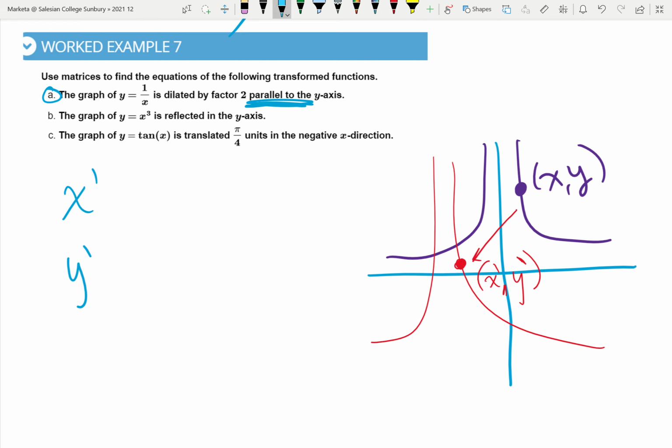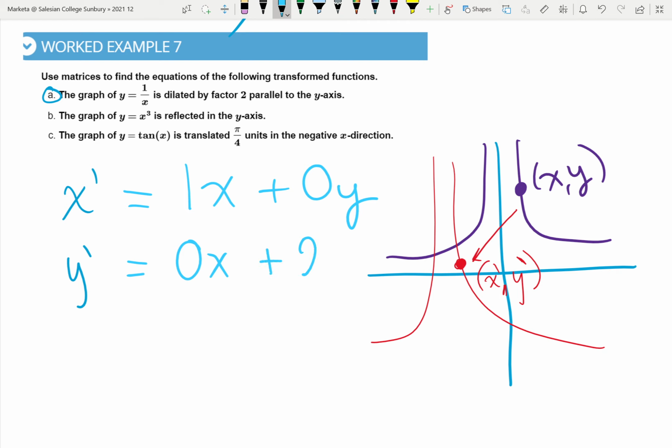So I now want to make a matrix equation which is going to show me this dilation factor of 2. So x image, I'm going to say, well, that's given to me by 1 times x plus 0y. So nothing happens to the x value in this here. We are dilating factor of 2 parallel to the y-axis, so we're going to multiply every y value by 2. So the x values just stay the same. Whereas the new y value, the image y value, is going to be 0x plus 2y. So notice that it's 2y, and as I said, parallel to the y-axis, so it's affecting the y value.